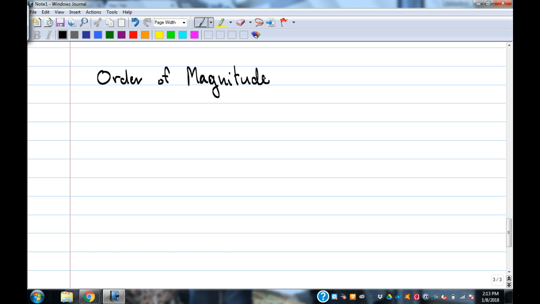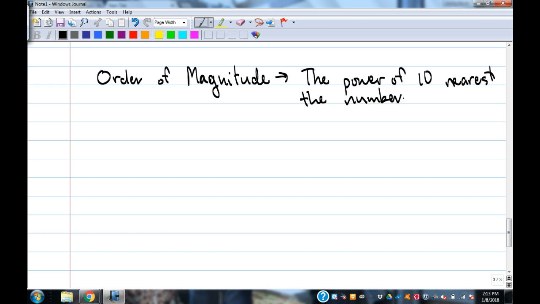Okay, order of magnitude is the power of 10 nearest the number. Now when you talk about magnitude, one of the first things that jumps into my mind is an earthquake. That word doesn't get used much. An earthquake has a magnitude of a certain amount.